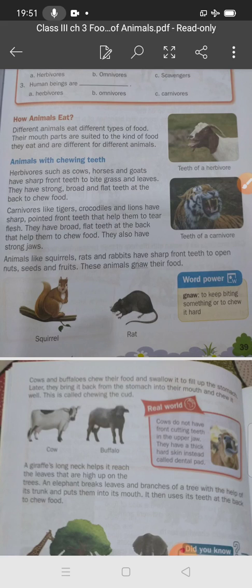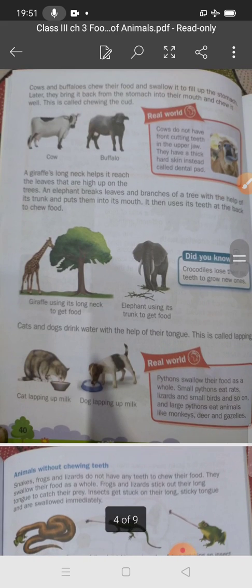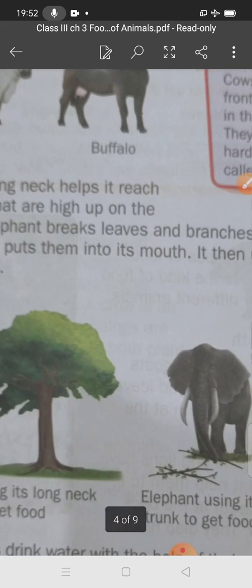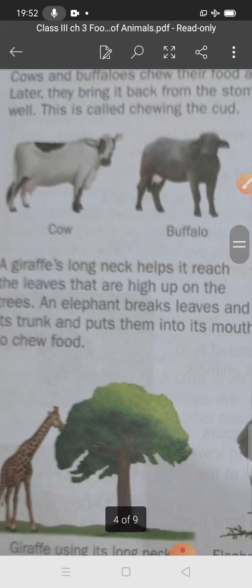Okay, now students, if we talk about cows and buffaloes, they chew their food and swallow it to fill up the stomach. First of all, what do the animals do? Cows and buffaloes chew their food, listen carefully, and swallow it to fill up the stomach, and later they bring it back from the stomach into their mouth and chew it well.